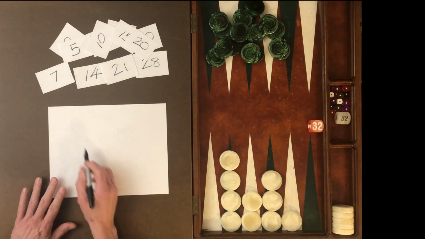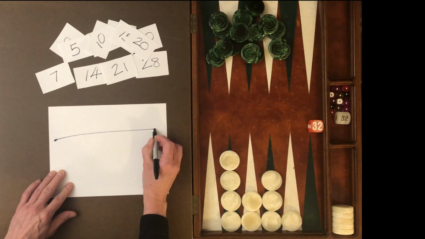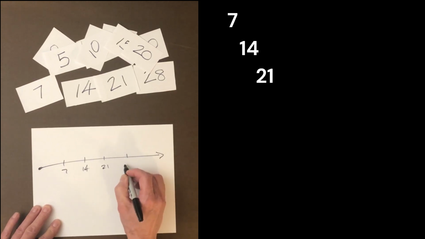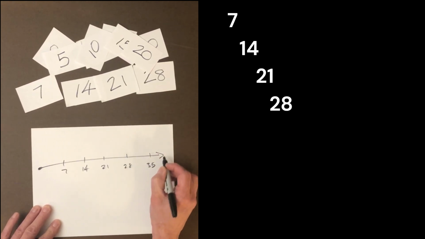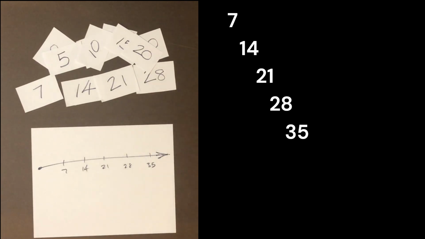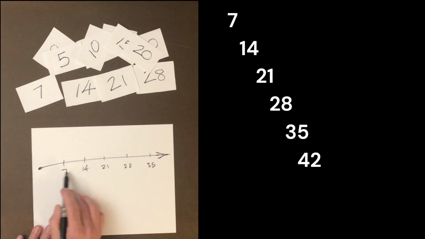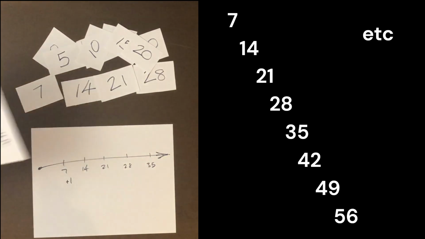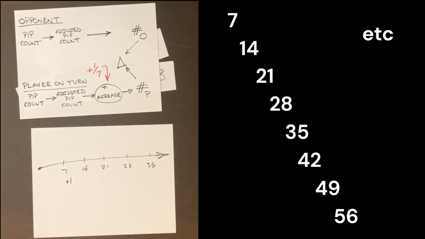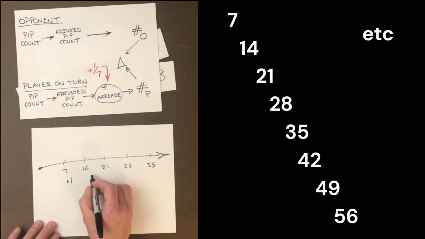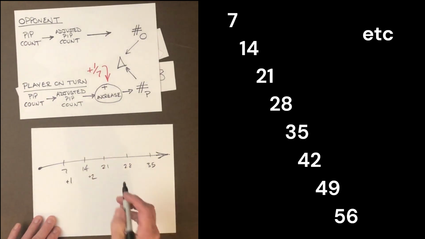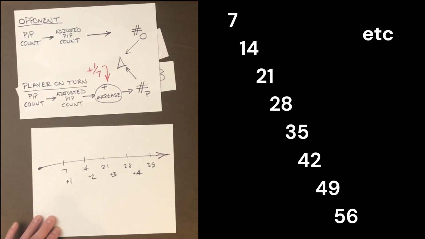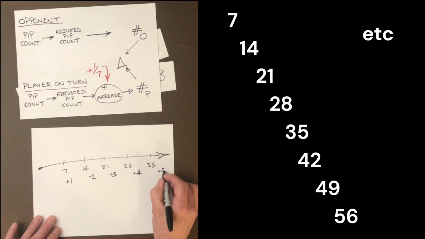And what I do with that is I just think of it as a line. 7, 14, 21, 28, 35, etc. And these numbers always stay the same. So when I'm 7 or a little higher, I'm going to add 1. That's going to be my final increase for the player on turn. 14 or a little higher, I add 2. 21 or a little higher, I add 3. 28 or a little higher, I add 4. 35 or a little higher, I add 5.